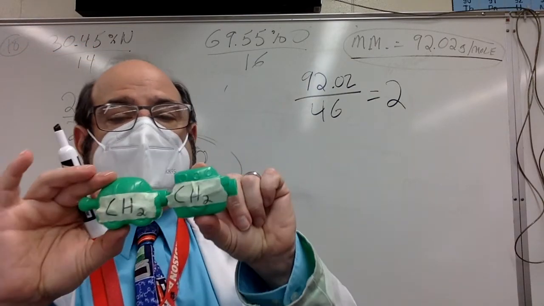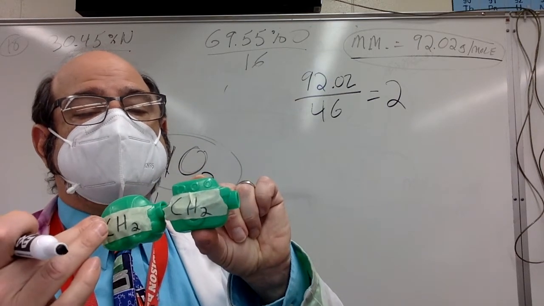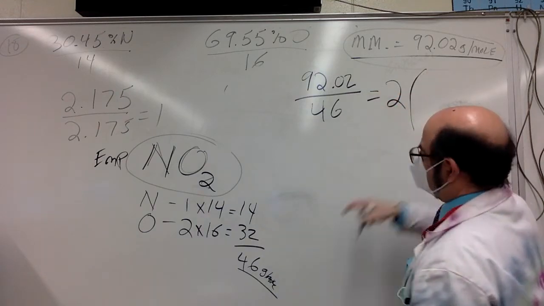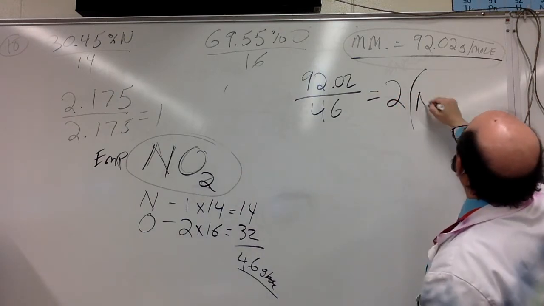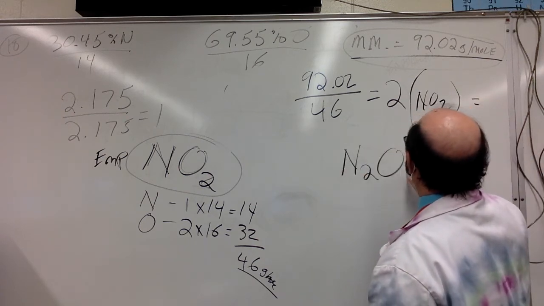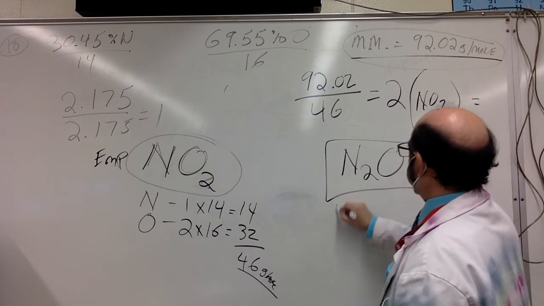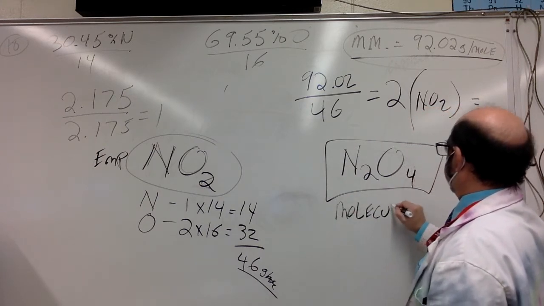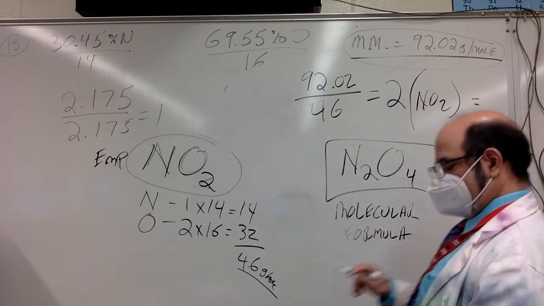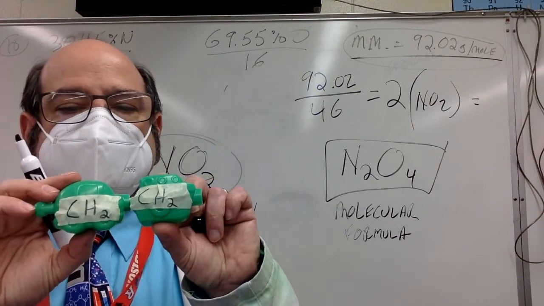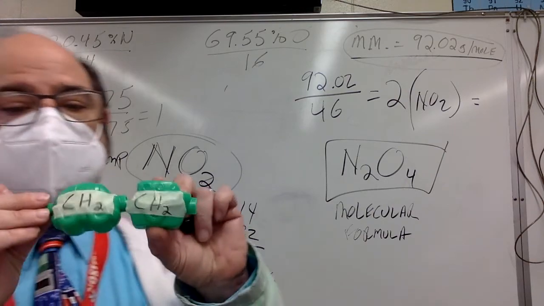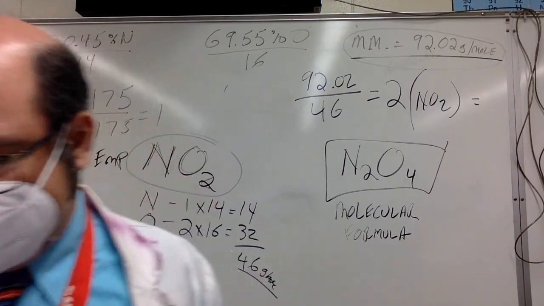So what's the entire formula, the molecular formula? You multiply each pop-um by 2. So it's 2 times the empirical formula, which is here, NO2, which gives us N2O4. And that is the molecular formula. Which is the pop-ums. 2 N's and 4 O's on my pop-um.